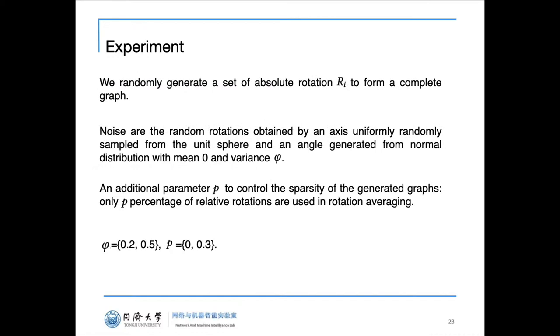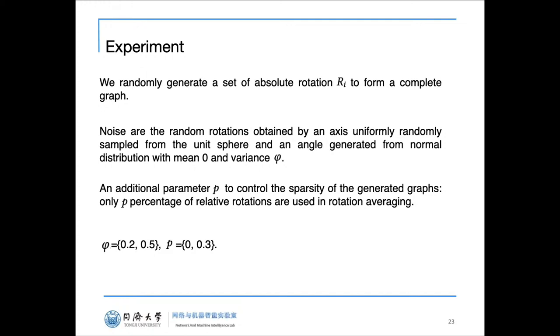We use complete graphs to construct synthetic data. In this part, we randomly generate a set of absolute rotations Ri to form a complete graph. Each relative rotation is computed in the presence of noise. The noises are random rotations obtained by an axis uniformly sampled from the unit sphere and an angle generated from the normal distribution with mean zero and various phi.